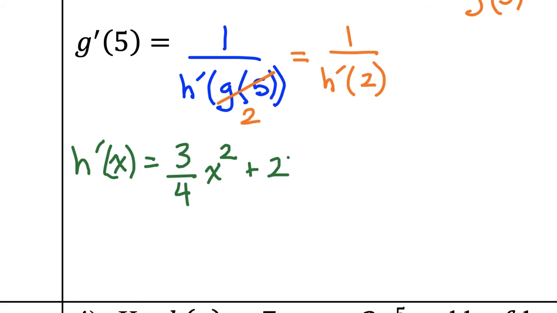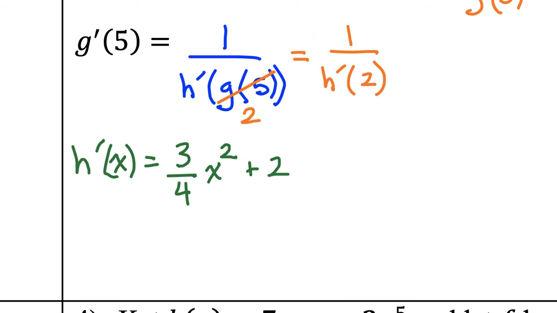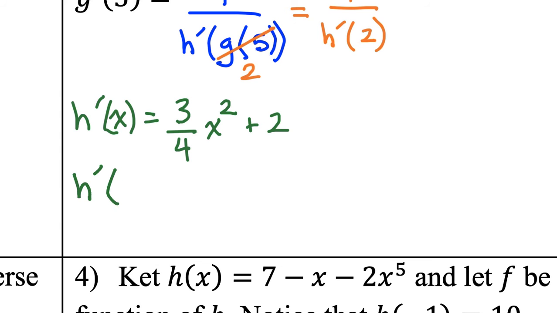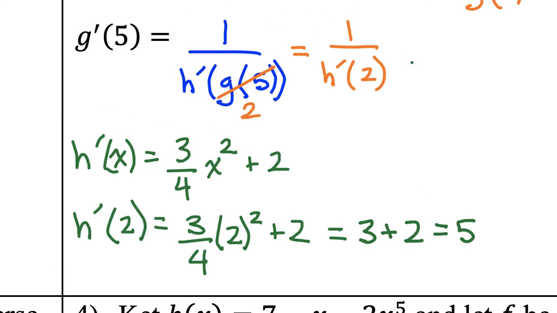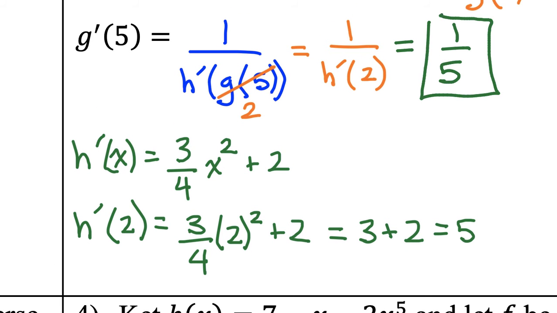So there's my function when I take the derivative, and I'm going to plug in 2. So I'm going to get h prime of 2 is 3/4 of 2 quantity squared plus 2, and 2 squared is 4, and the 4 on the top and bottom cancel out, so I just have 3 plus 2, and that is equal to 5. So h prime of 2 is 5. So the answer here is 1/5. Final answer, and box it.